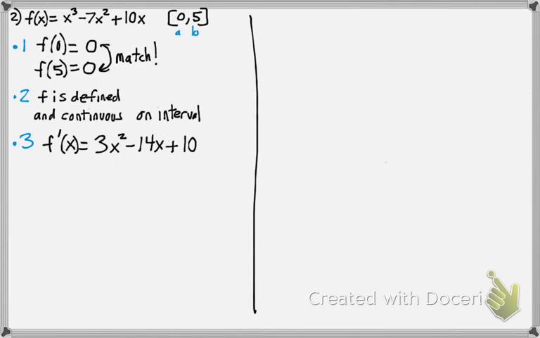Now, this is defined everywhere. So there's no denominator where it could be 0 or anything like that. So this means that it's differentiable, which means we can use Rolle's theorem.